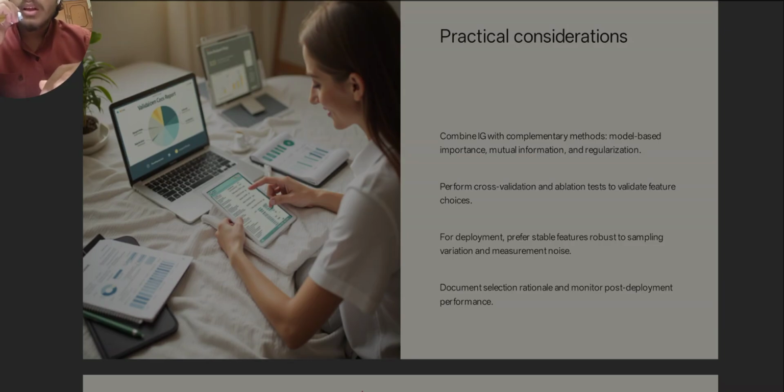Second one, the discretization of continuous features. IG works best with categorical data. Continuous features must be converted into interval bins. Use equal width binning or equal frequency binning. Bad discretization can reduce accuracy. Third one, handling bias towards multi-valued features. IG prefers features with many unique values, so the solution is to use gain ratio to normalize the bias.